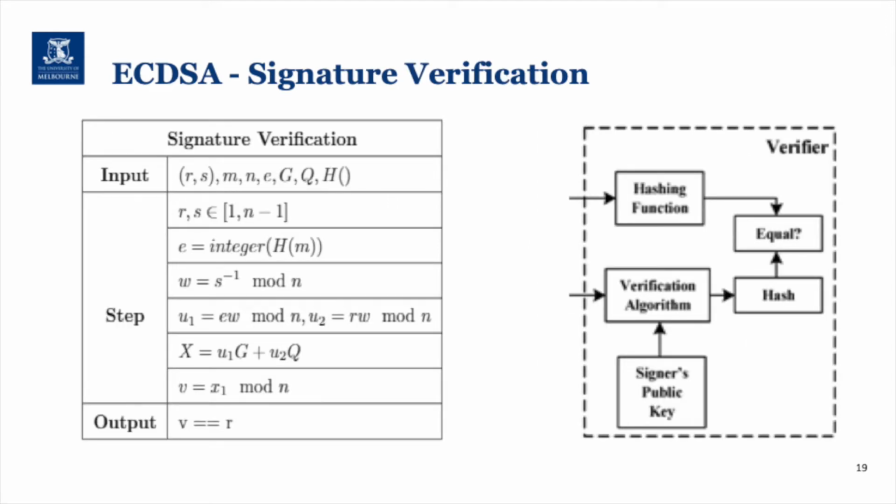The signature verification part is to calculate the value V based on the known information, including the public key and signed message from the sender. To verify the signature, compare the V and R. The detailed steps are shown in the table.